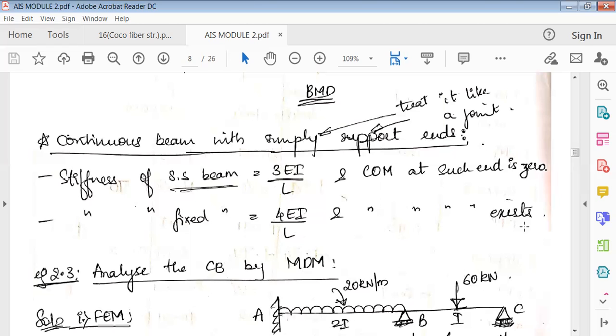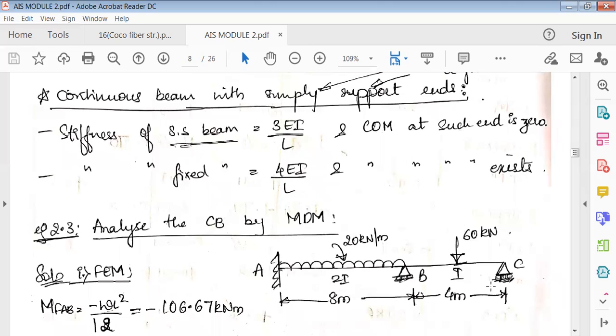Half of the existing moment. Now, the stiffness. If it's a simply supported beam, the stiffness of the simply supported beam is given by 3EI by L. And the carryover moment at such an end is 0. So if it is simply supported, and more specifically if it is simply supported at the end only, the first thing is the distribution factor for this would be 3EI by L in the distribution table. And the next thing is the carryover moment at this joint would be 0, because no moment exists at a simply supported end.